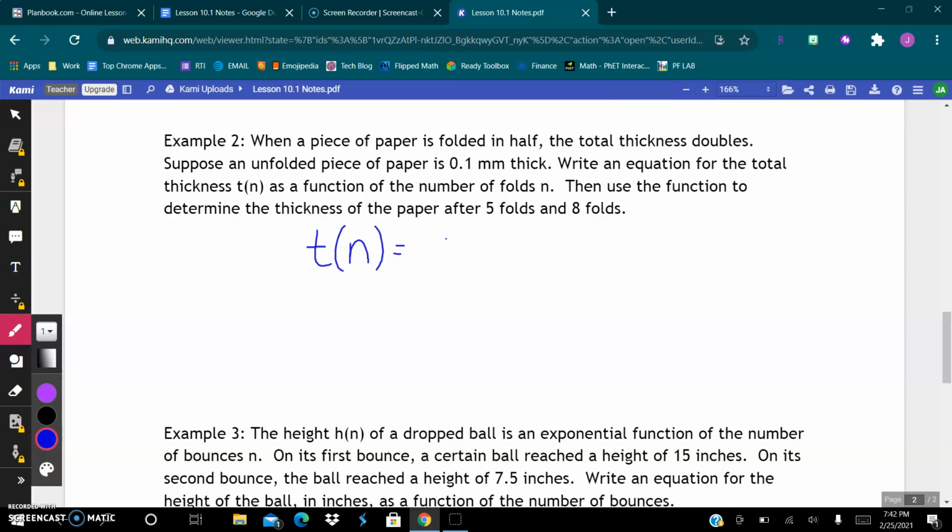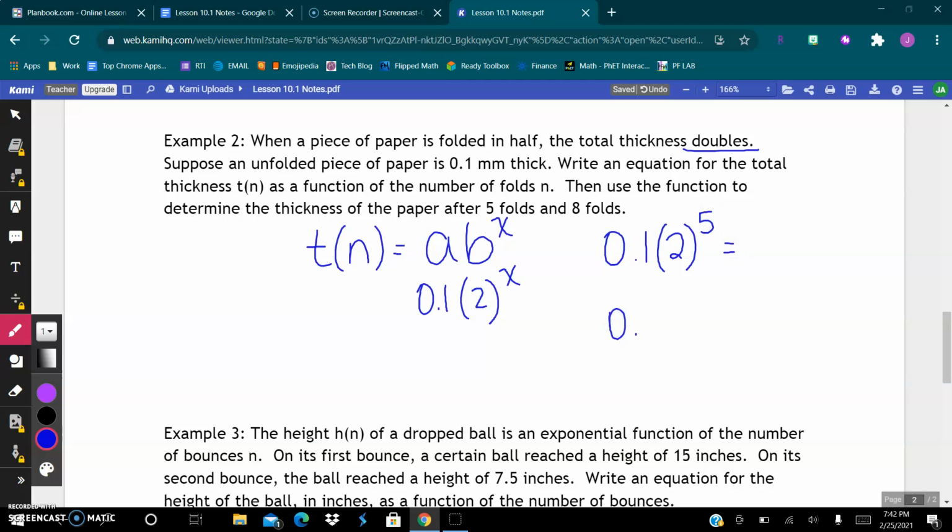We talked about how an exponential function is going to look like a times b to the x power. A is our starting thickness, which in this case would be 0.1. B is what happens to it, and it says it doubles. So doubles means times 2, and x is how many times. So they asked us to find 5 folds and 8 folds. So we have 2 different answers. We have to do this twice. So I have to do 0.1 times 2 to the 5th, and then I have to do 0.1 times 2 to the 8th.